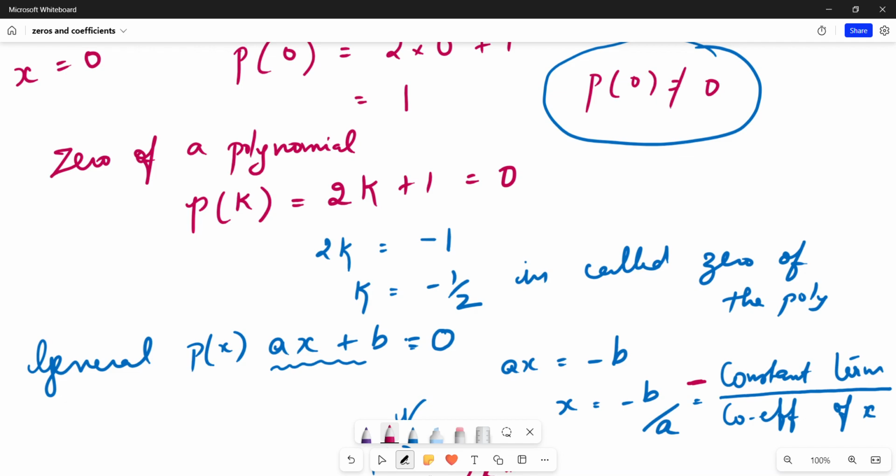Now we'll have to see if there is any relationship between the coefficients and the zeros for other polynomials, but here in case of a linear polynomial, this is the relationship between the 0 of a polynomial and the coefficients of the polynomial. It is equal to minus of constant term by coefficient of x.